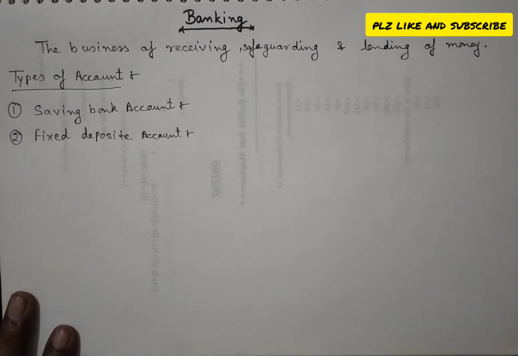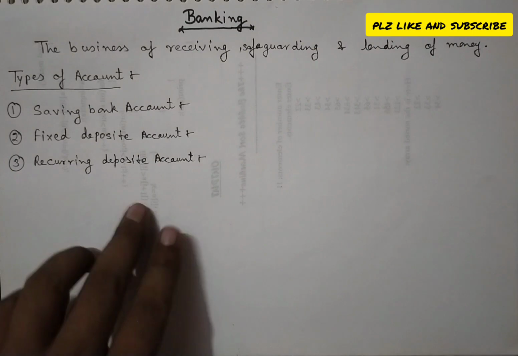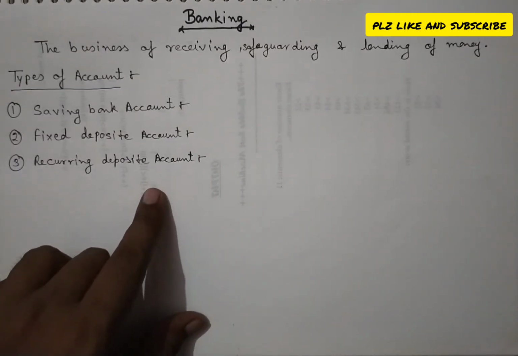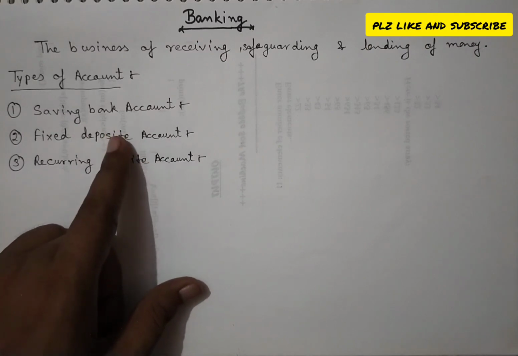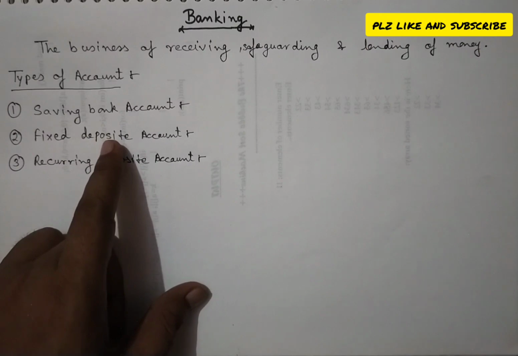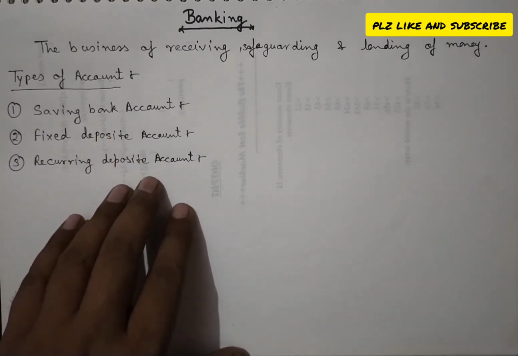Now the third one, which is part of our syllabus, is the recurring deposit account. In this service of a bank, we get the same rate of interest as we get in the fixed deposit account. But in the case of fixed deposit, we deposit the entire money at one time and we get the final amount at the maturity time.